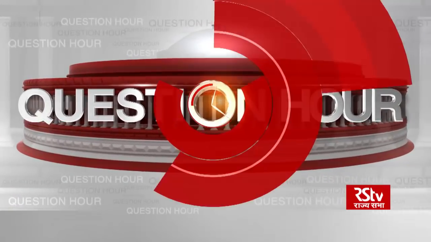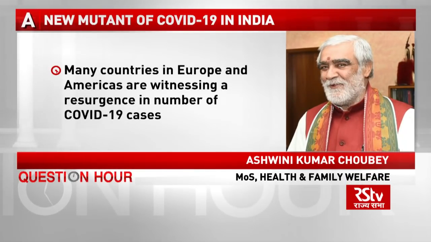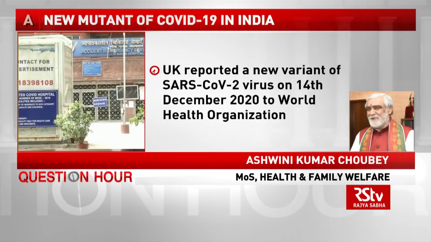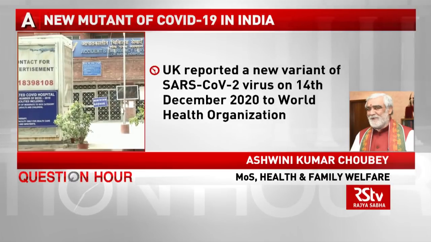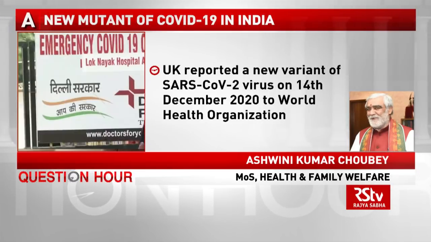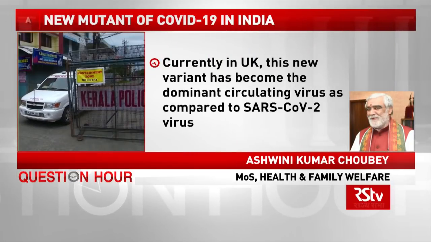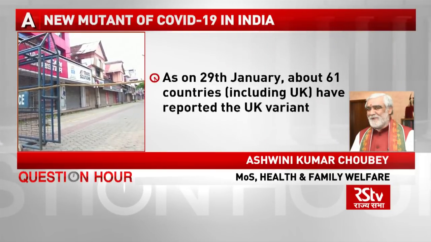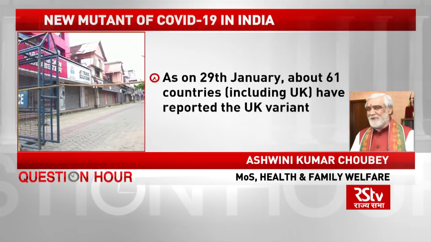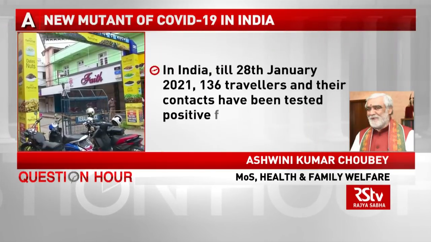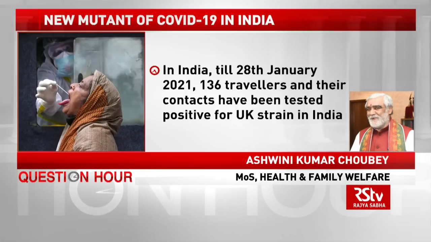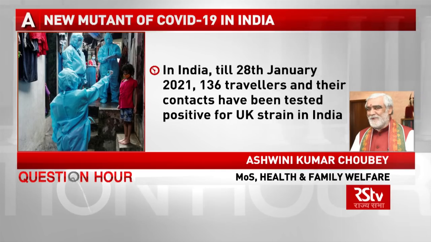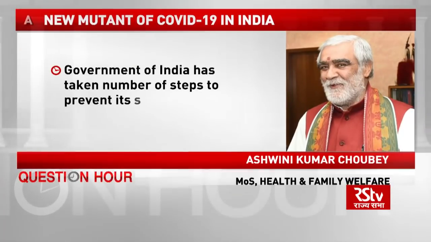In the reply, the ministry says that many countries in Europe and America are witnessing a resurgence in the number of COVID-19 cases. The United Kingdom reported a new variant of the SARS-CoV virus on the 14th of December 2020 to the World Health Organization. Currently in the UK, this new variant has become the dominant circulating virus as compared to the SARS-CoV virus. As on 29 January, about 61 countries, including the UK, have reported the UK variant. In India, till 28th of January 2021, 136 travellers and their contacts have tested positive for the UK strain. The Government of India has taken a number of steps to prevent its spread in the country.